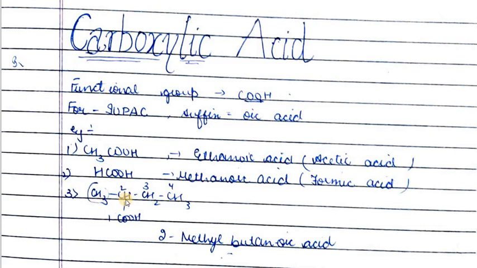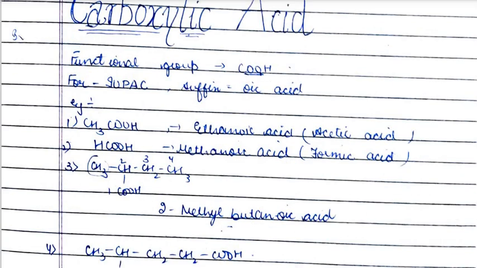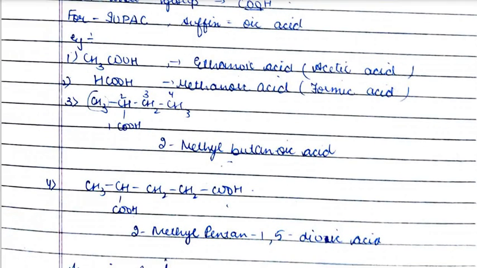Similarly for this, CH3, CH, COOH, CH2, CH3. For this we already know that the functional group is given preference, so COOH will be given number 1, then 2, 3, 4. So this is the carbon chain, that is 4 carbons are present, so it is but, single bonds, ane, and then this is the side group attached at the second carbon, so it is 2-methyl butanoic acid. So we can write the IUPAC name by using the suffix oic acid.